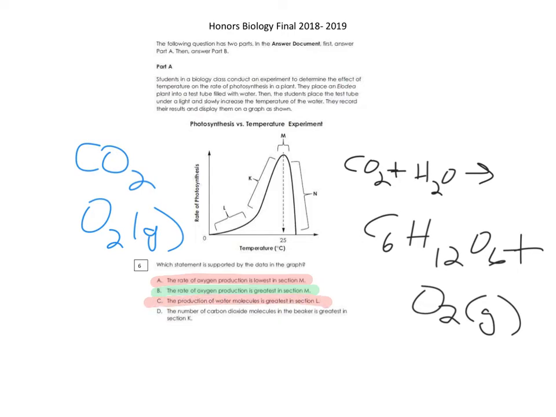Number of carbon dioxide molecules in the beaker is greatest at K. That would be wrong. Where is CO2 the greatest if it's not at K? Why is it greatest at wherever it is? And why is it not greatest at K? Those are the questions you have to answer.